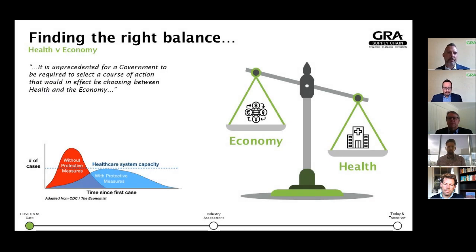If we bring this back to Australia, the top left-hand corner of the slide has a quote from Scott Morrison saying it was unprecedented for a government to be required to select a course of action that would be in effect choosing between health and economy. And so again, there's this question of, well, do we keep the economy open and risk a higher level of contagion and outbreak, or do we put some lockdown and dampening measures in place, and as a result, flatten the curve? However, I guess what's interesting about that is current analysis shows that these are perhaps more interdependent than what we thought.